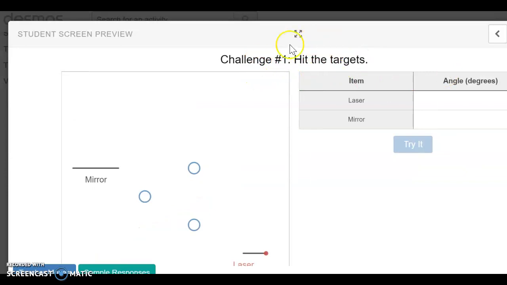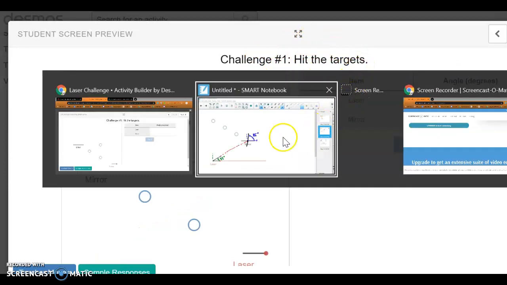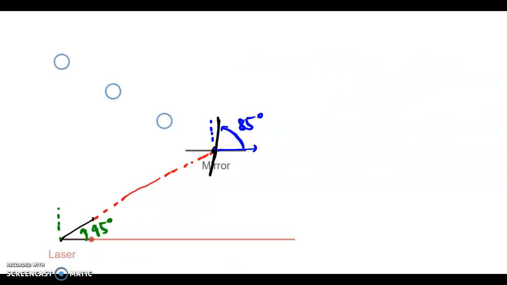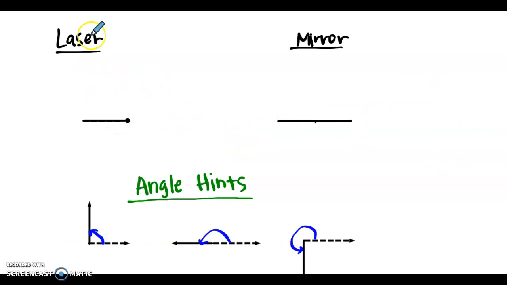So that's what you're going to be doing for all of these challenges. I'm going to give you a little bit more of a hint on the angles to help you do the rest of them. So remember that the laser, when you turn the laser, it's going to turn from the very corner right here. So that's how that laser is going to turn. So 90 degrees, 180 degrees, maybe it goes all the way down here, 270, something like that.